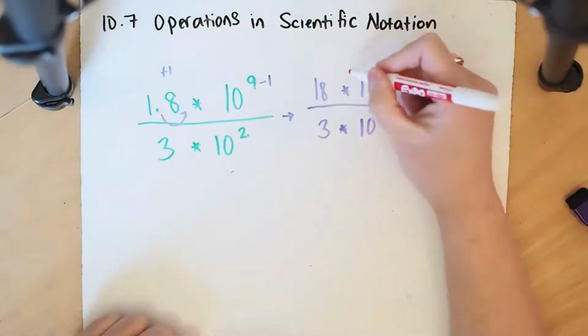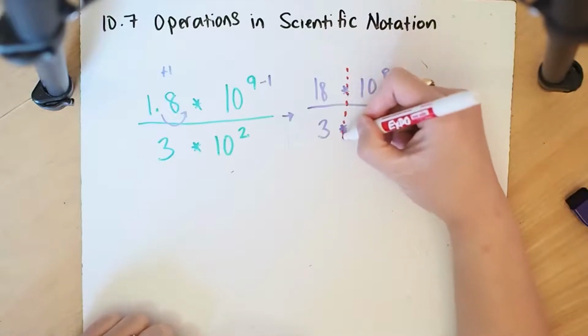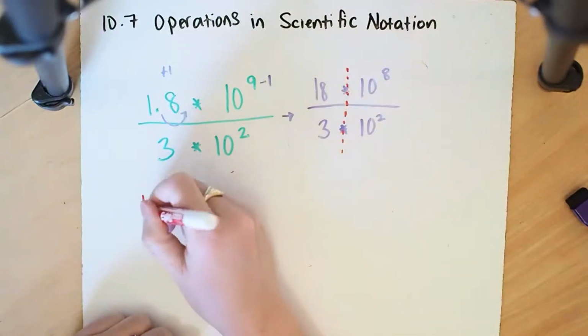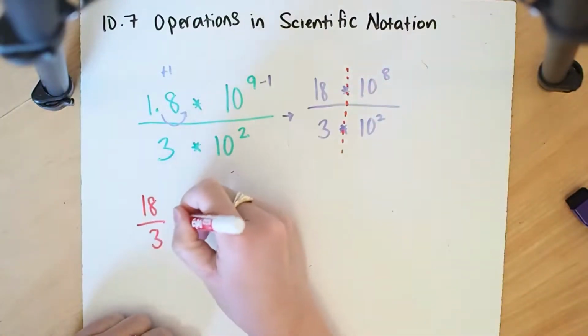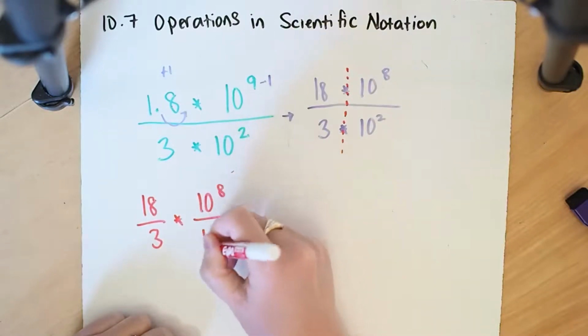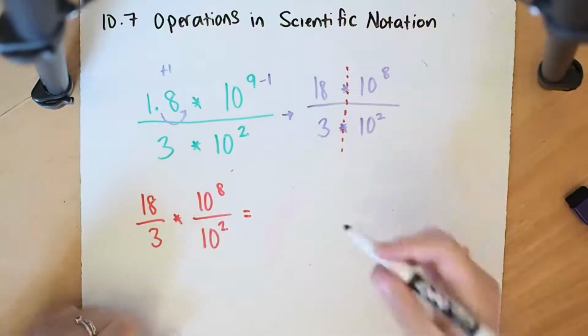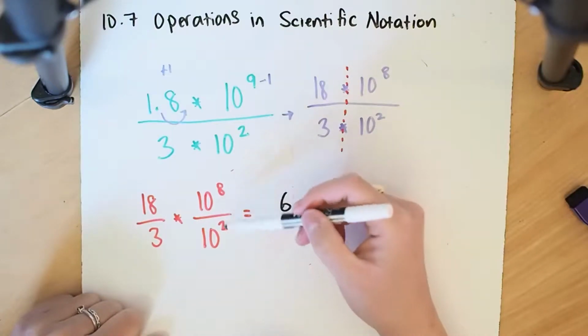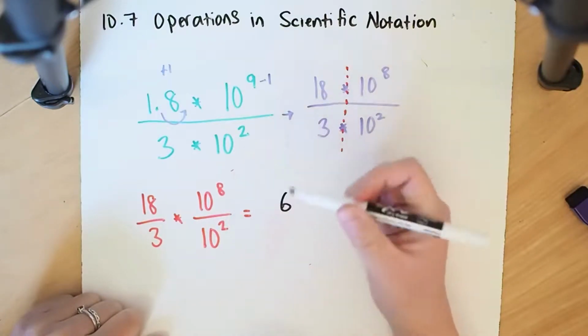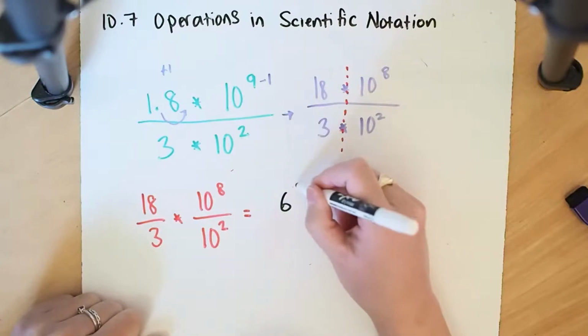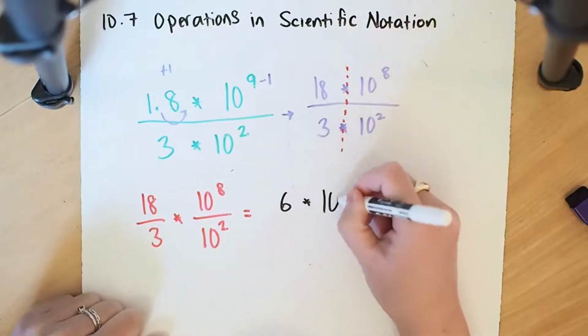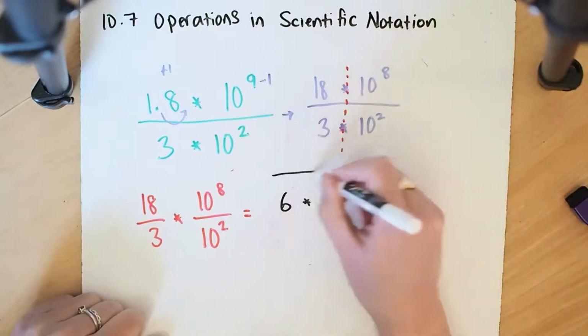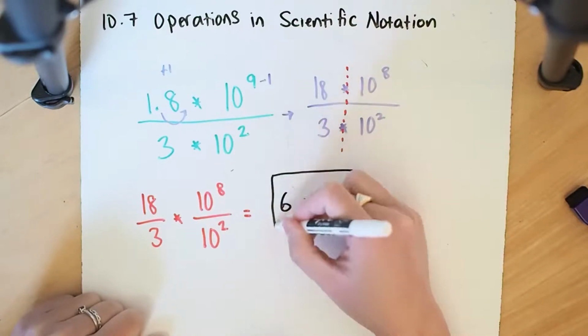In the same way, we split it up so that it's normal numbers versus exponented numbers, and we have 18 divided by 3 times 10 to the 8th over 10 to the 2nd. 18 divided by 3 is 6, and then again, same base, it's being divided, so we subtract the exponents. 8 minus 2 is 6. So it's 6 times 10 to the 6th. And now it's in scientific notation.